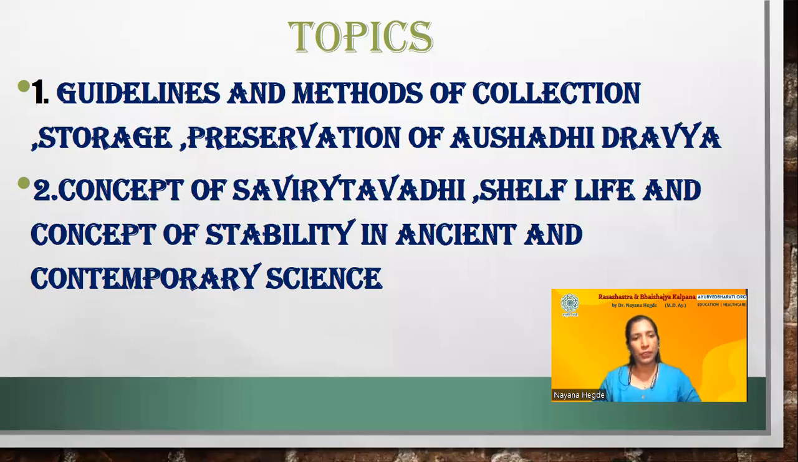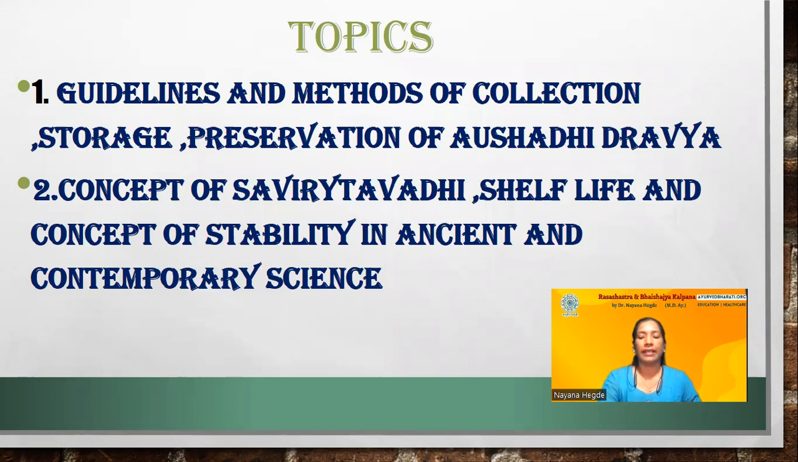Namaste. Today we are going to study the fourth point of the Bhaishajya Kalpana paper, that is guidelines and methods of collection, storage, preservation of aushadhi dravya, concept of saviryata avadhi, shelf life, concept of stability in ancient and contemporary science. This whole syllabus point is divided into two topics.